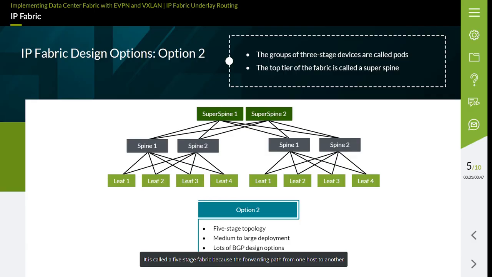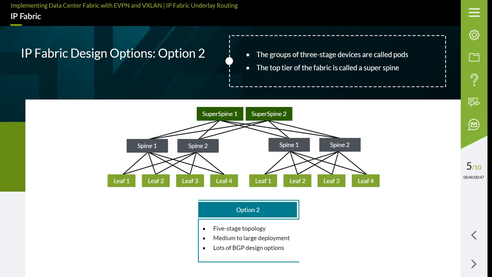It is called a 5-stage fabric because the forwarding path from one host to another follows a leaf, spine, superspine, spine, leaf path, or 5 stages. From the perspective of the superspine devices in the diagram, each spine level node is viewed as a leaf node of the superspine.